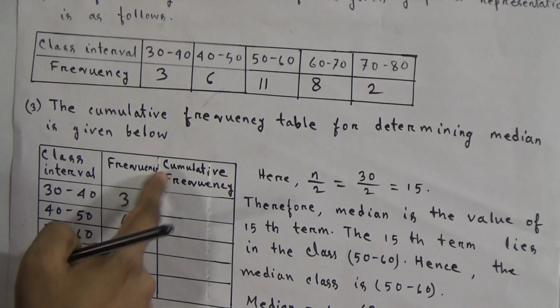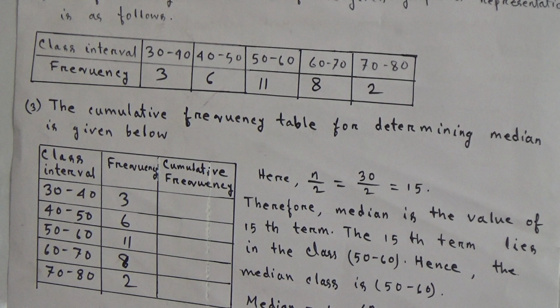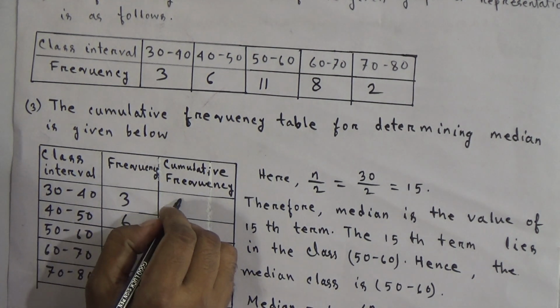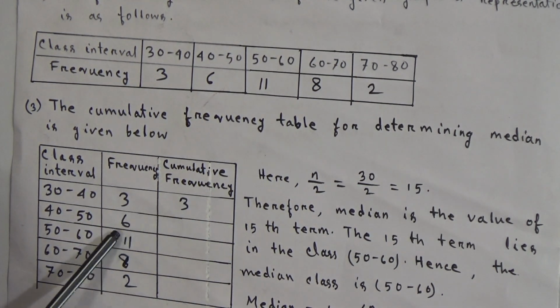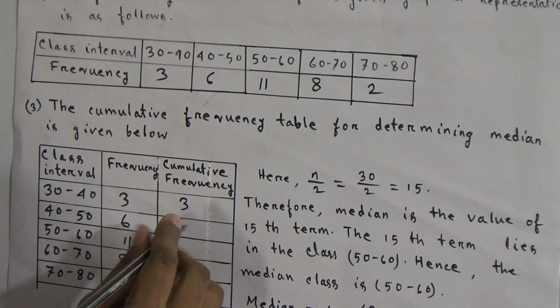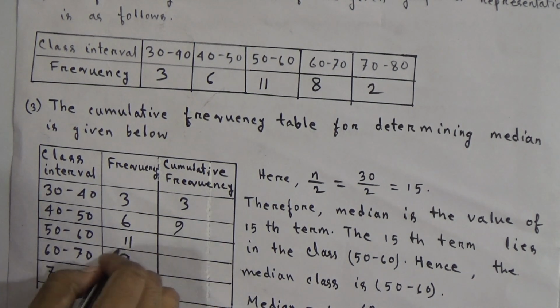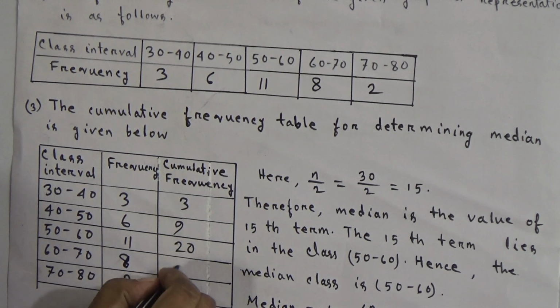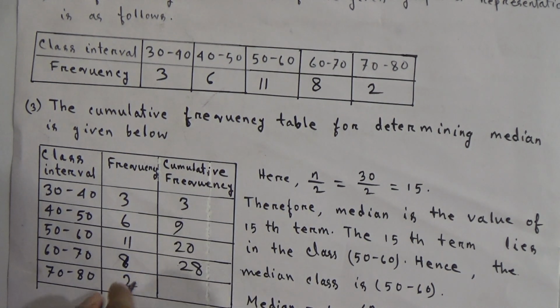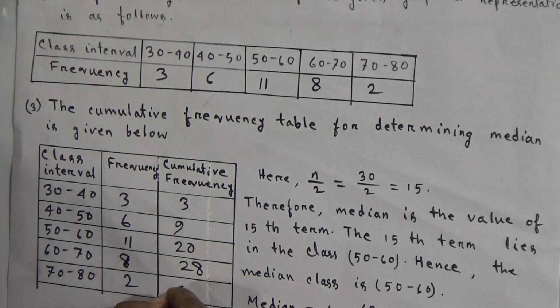Now we have to fill up another column. This is named cumulative frequency. First class frequency and cumulative frequency will be the same. Second class cumulative frequency, we have to add this 6 with 3, then 6 plus 3 is equal to 9. Now 9 plus 11 is equal to 20, and 20 plus 8 is equal to 28, and the last class cumulative frequency will be 28 plus 2, it's 30.